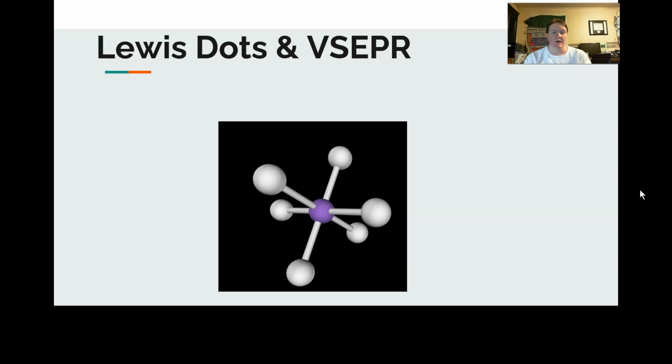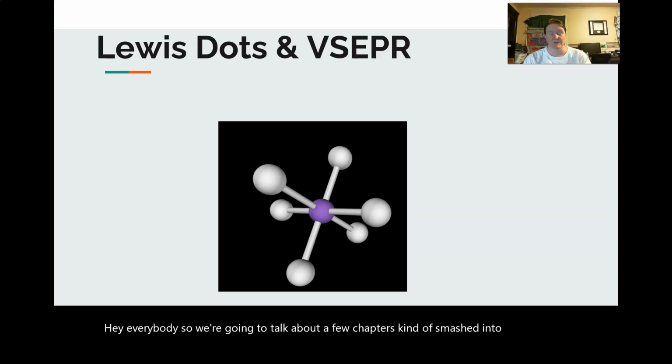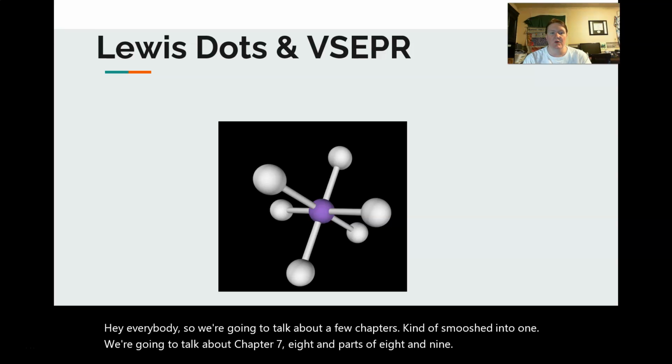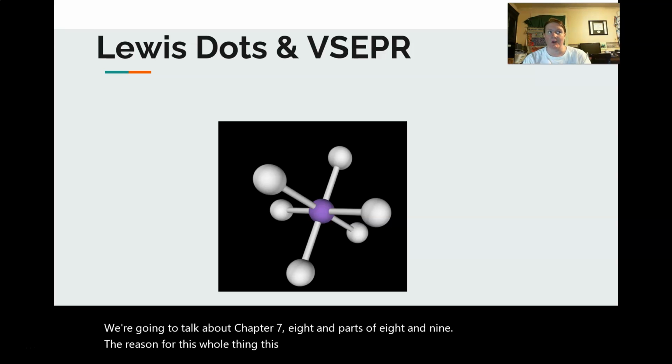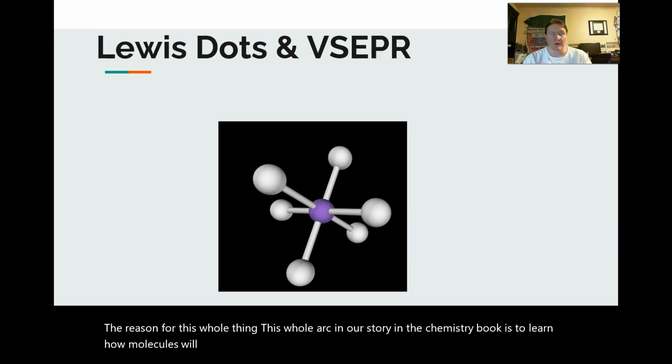Everybody. So we're going to talk about a few chapters kind of smushed into one. We're going to talk about chapters 7, 8, and parts of 8 and 9. The reason for this whole arc in our story in the chemistry book is to learn how molecules will react with each other. All right, and so the basis of that is the shape of the molecule.